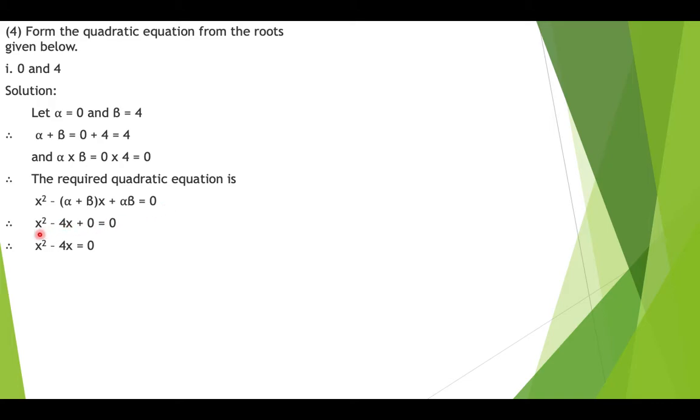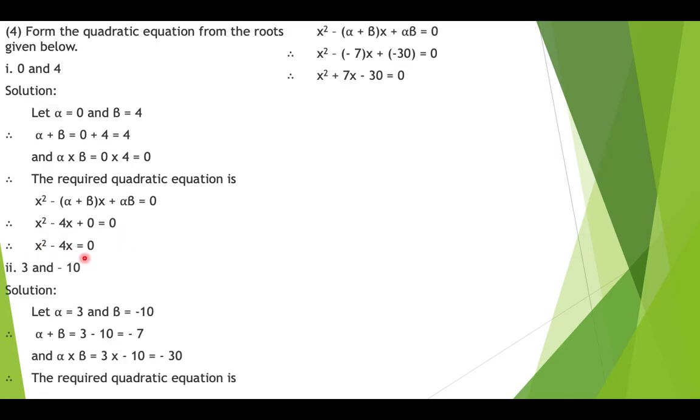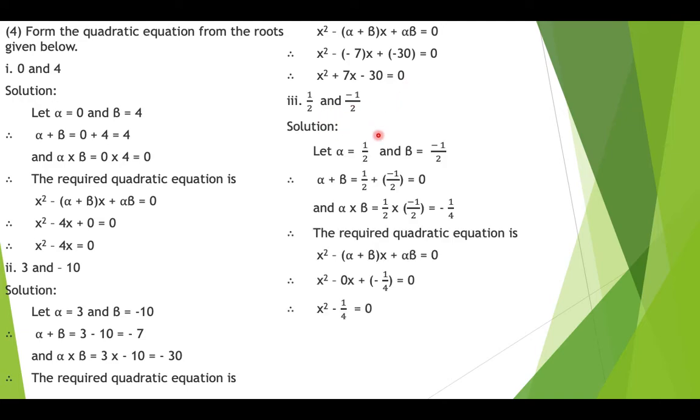So from here we can write x square minus 4x plus alpha beta, which is 0, is equal to 0. So we are getting the equation as x square minus 4x is equal to 0. Similarly, if you assume over here alpha is equal to 3 and beta is equal to minus 10, we'll get the equation as x square minus alpha plus beta x plus alpha beta is equal to 0. After substitution for alpha plus beta and alpha into beta, we get the equation as x square plus 7x minus 30 is equal to 0. You can check out this question also.